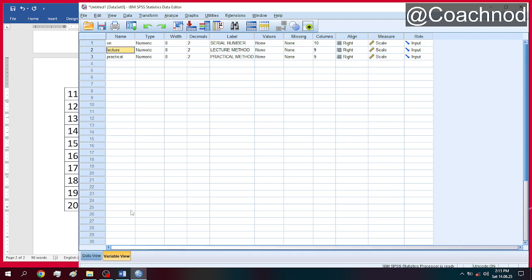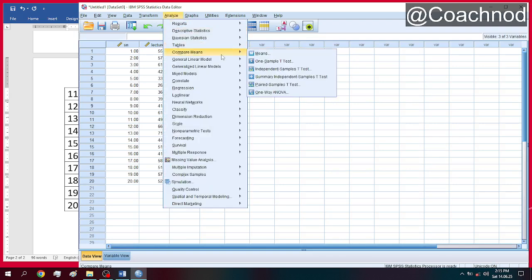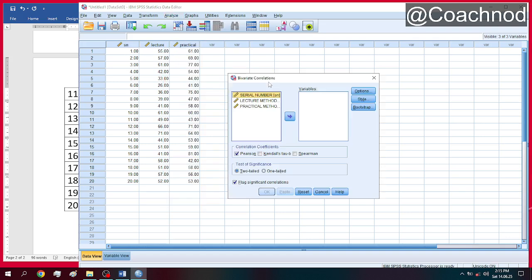So after that, let's go and analyze. So we go to analyze. We move to correlate. Okay? Correlate. So we click on bivariate. You can see bivariate. So under bivariate, make sure that you tick Pearson correlation coefficient. Pearson correlation coefficient. And it should be two-tailed. Okay? So this lecture method, you click and move it. You click on this one, you move it.